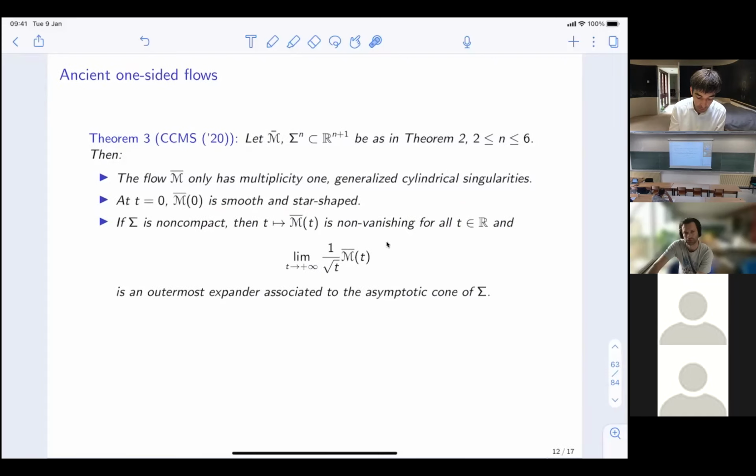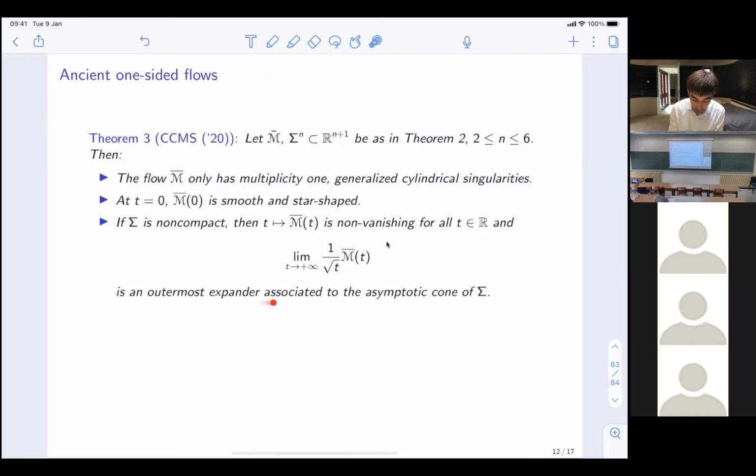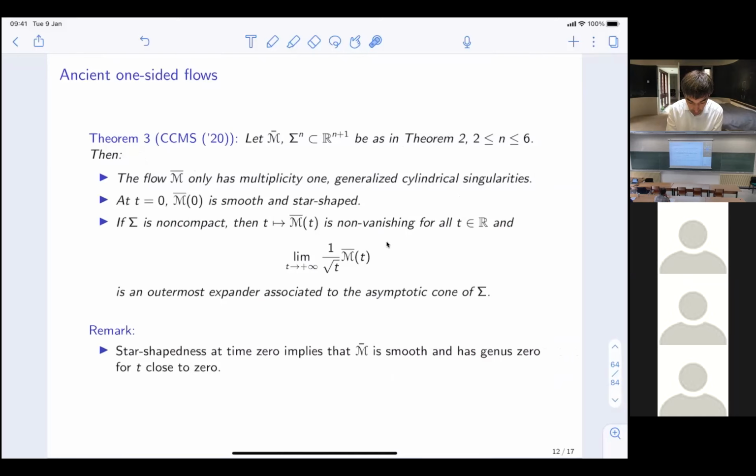What you can then prove, if you want to understand future evolutions, is that this flow converges to one of these outermost expanders coming out of this asymptotic cone at time 0. So it's also a way to interpolate, to get this whole evolution to the future time as well. Okay, now in the last few minutes, let me state some more results here.